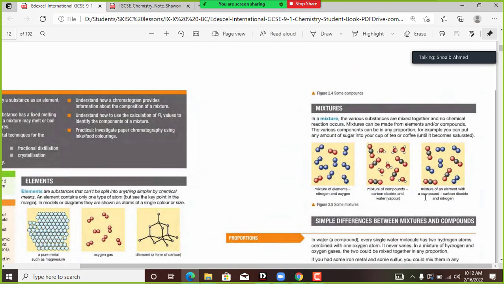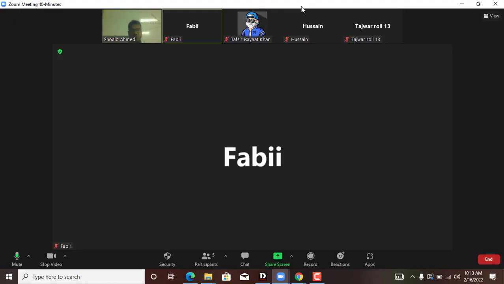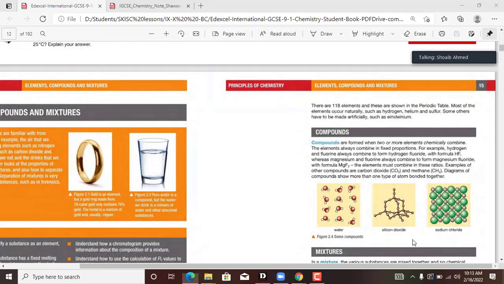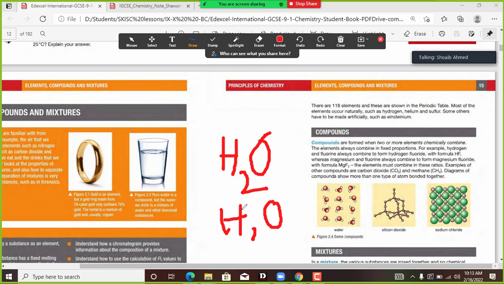And the next topic is compounds. Compounds are formed when at least two elements, or more than two elements, are chemically combined. Then a compound forms, like water. Water is a compound. Here more than one type of atom joins together, like hydrogen and oxygen. In water we find hydrogen and oxygen.